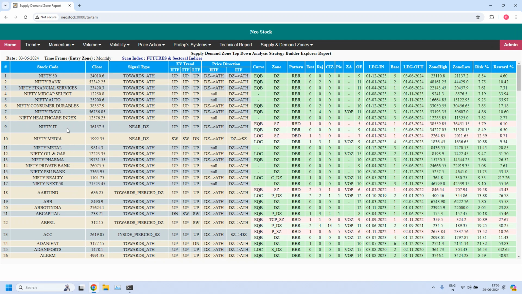First 17 in this list are sectorial indices, remaining all are equity stocks, but we have filtered from F&O category because our scan index is on futures and sectorial indices. These are equity stocks only, not future stocks. Equity stocks, but list is from future segment.